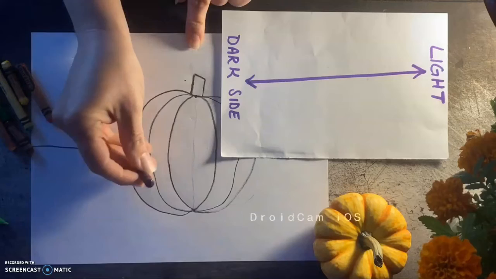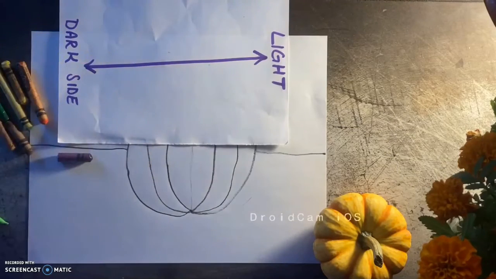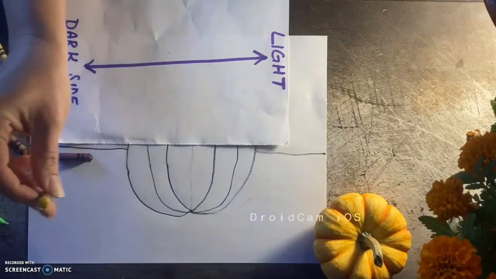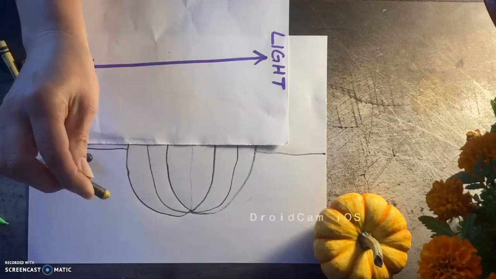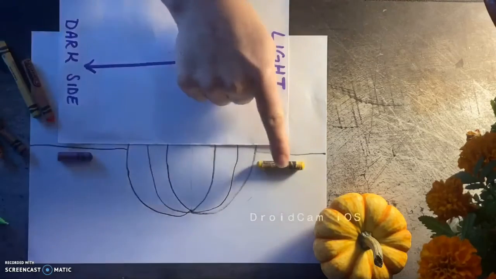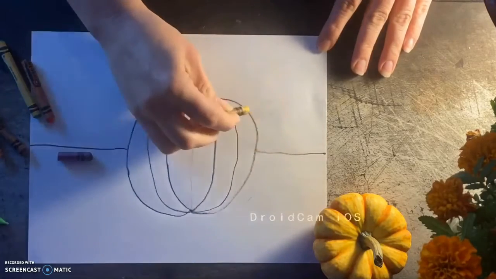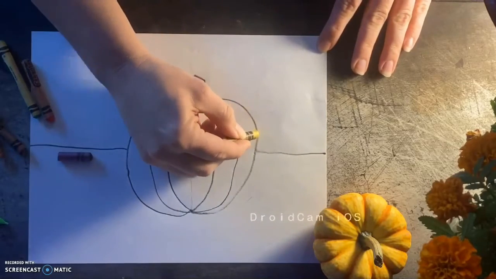I'm going to choose a dark color and say that it's going to be on this side. And a light color, like a bright yellow, like a sunny yellow, is going to be on this side. So now I have my shadow and my light. My light is here, and so it's going to shine, and it's going to hit this edge of this pumpkin. Ready?